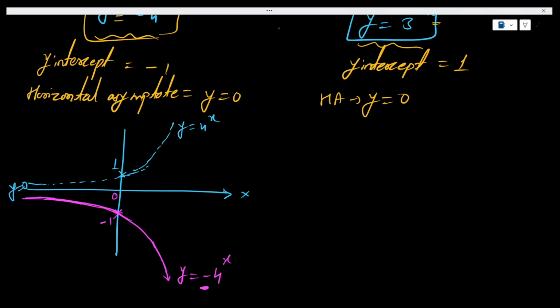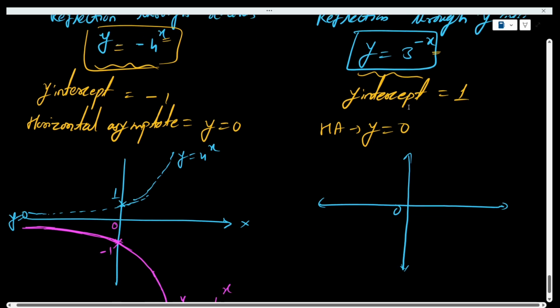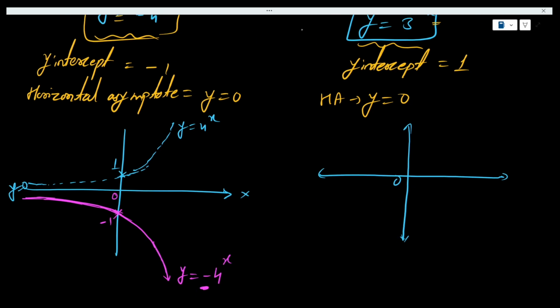Similarly, in the next one, if I take y equals 3 to the power x as the basic function, it is reflected through the y-axis. Here 3 to the power x is the main function, which represents growth, and there also the y-intercept is 1. So this is your y equals 3 to the power x.